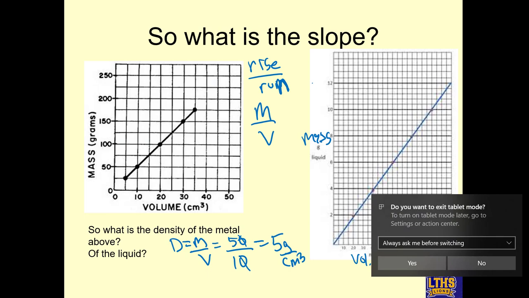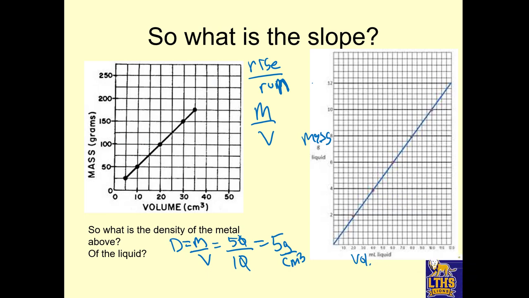Here I could pick any point. So I'm going to pick 8, and I'm going to divide it by 80. So 8 is the mass over 80 milliliters, and that's going to be 1/10, 0.1 grams per milliliter.